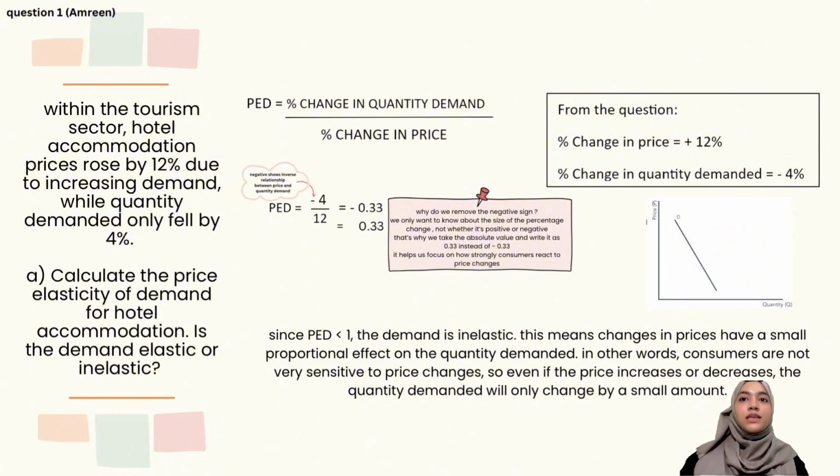So from the question, is the demand inelastic or elastic? The answer is, since PED is below 1, the demand is inelastic. This means changes in price have a small proportional effect on the quantity demanded. In other words, consumers are not very sensitive to price changes. So even if the price increases or decreases, the quantity demanded will only change by a small amount. So here I'm providing an example graph for inelastic demand.